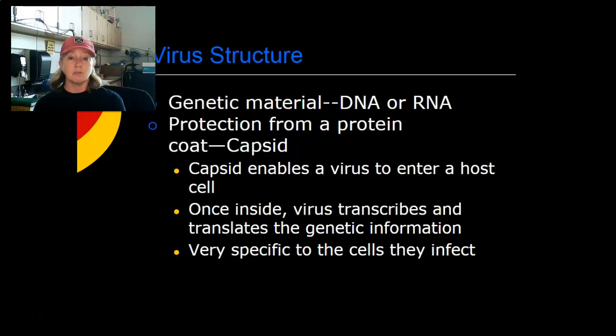The genetic material for viruses can be DNA or RNA, depending on what type of virus it is. They get protection from their protein coat, which is called the capsid. The capsid is important because it enables the virus to get into the host, and then once the virus gets inside, it's going to transcribe and translate its own genetic material using the ribosomes and enzymes of the organism it has infected.